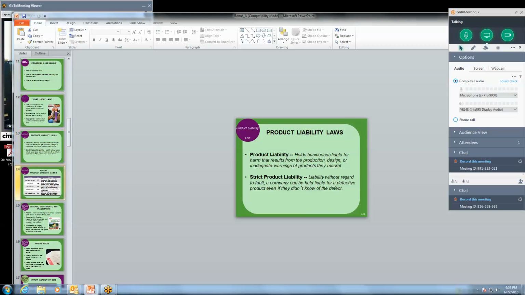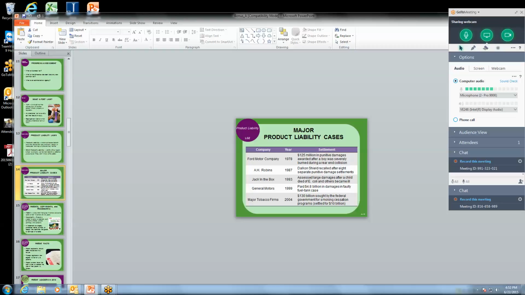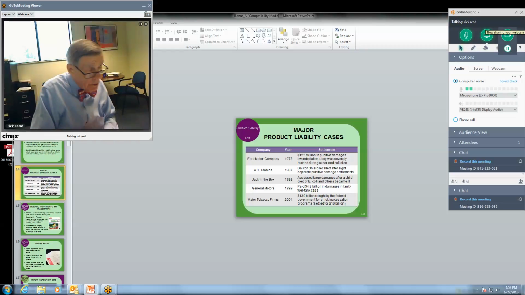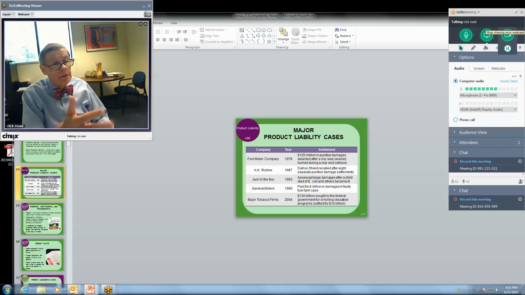This particular slide gives you some major product liability cases. Ford Motor case in 1978 for the Pinto, Jack in the Box, because the company sold hamburgers that were contaminated with E. coli. General Motors, damages in a faulty fuel tank case. And there are the tobacco companies, 2004.